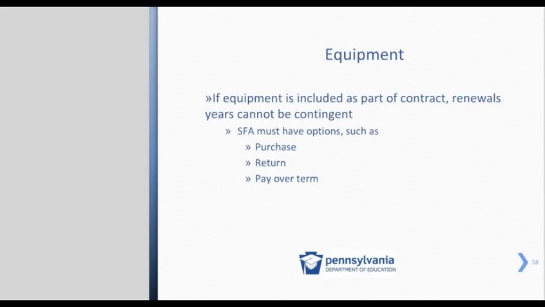For example, the balance of the equipment cannot be limited to paying it back upon contract termination, because if the School Food Authority did not have the money to pay the food service management company for the balance of the cost of the equipment, then they would be stuck in the renewal year contract, even if they didn't want to continue with a contract with the food service management company. So the School Food Authority must be provided options for any equipment purchasing terms.